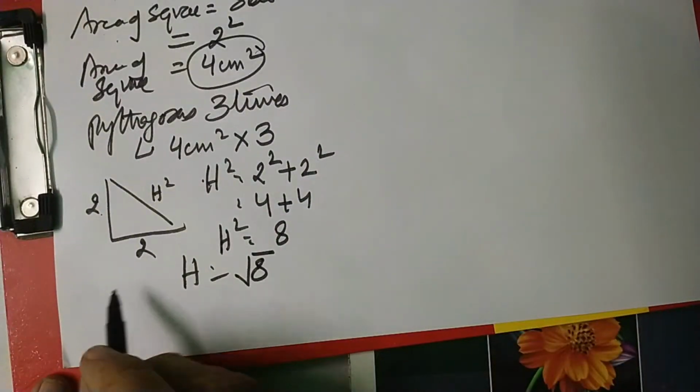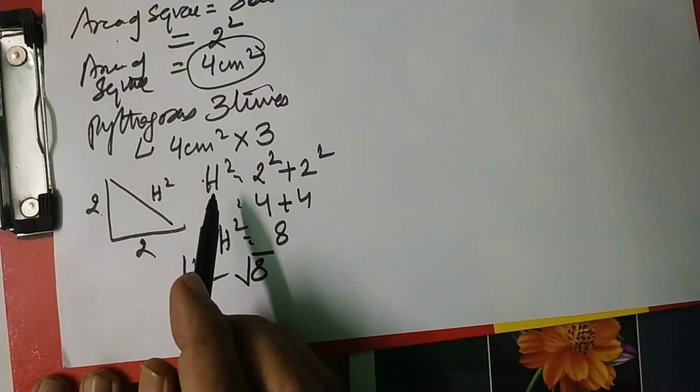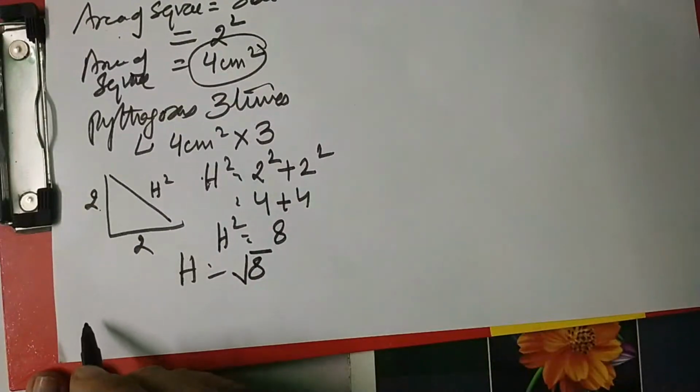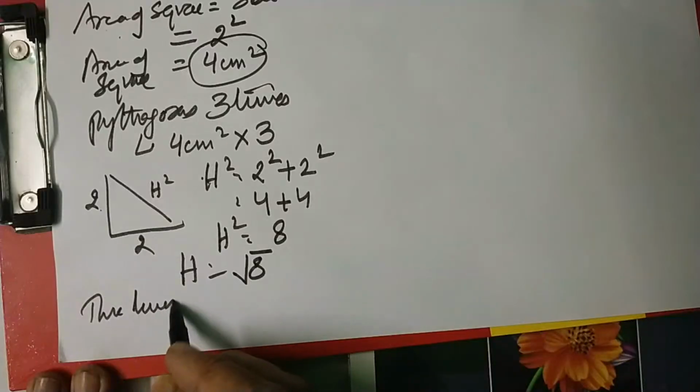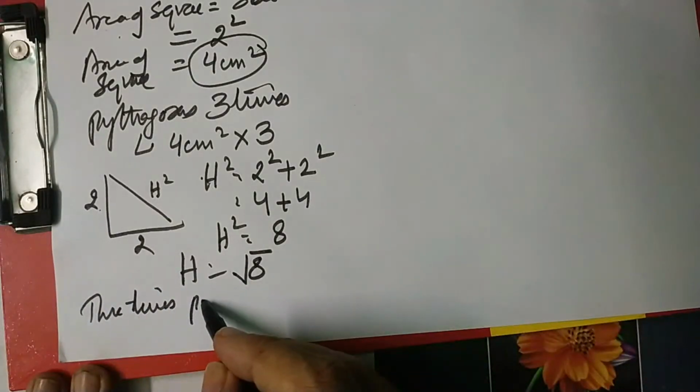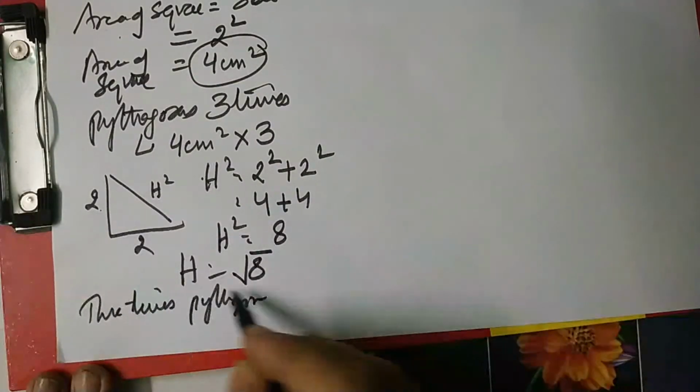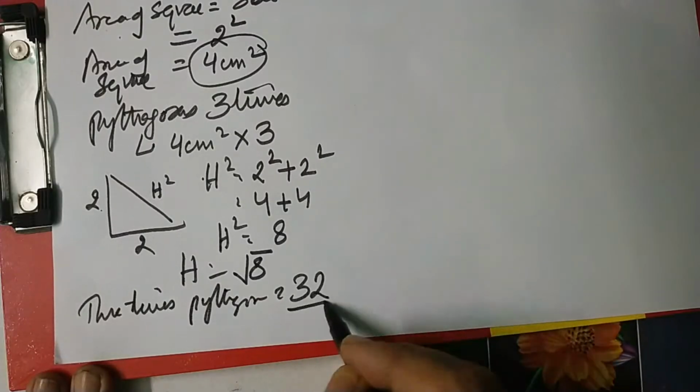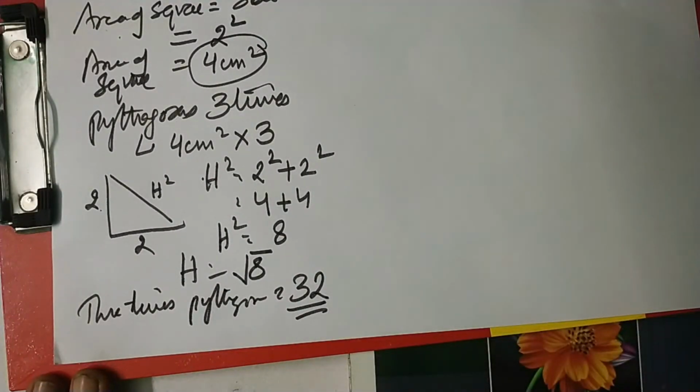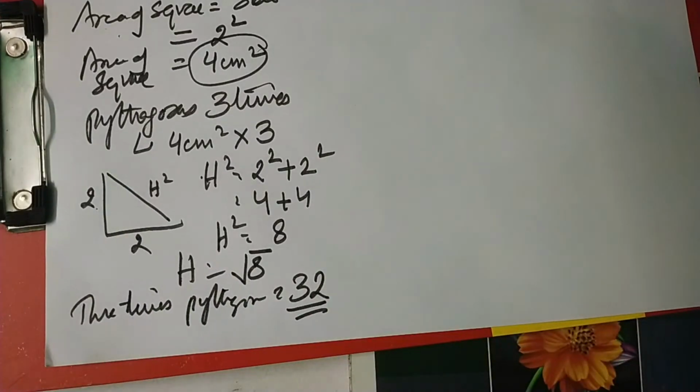So when you apply the Pythagoras theorem, 3 times Pythagoras theorem gives 32. Area will become 32. Okay, so you don't have to solve in this. You have to write the answer by assuming it.